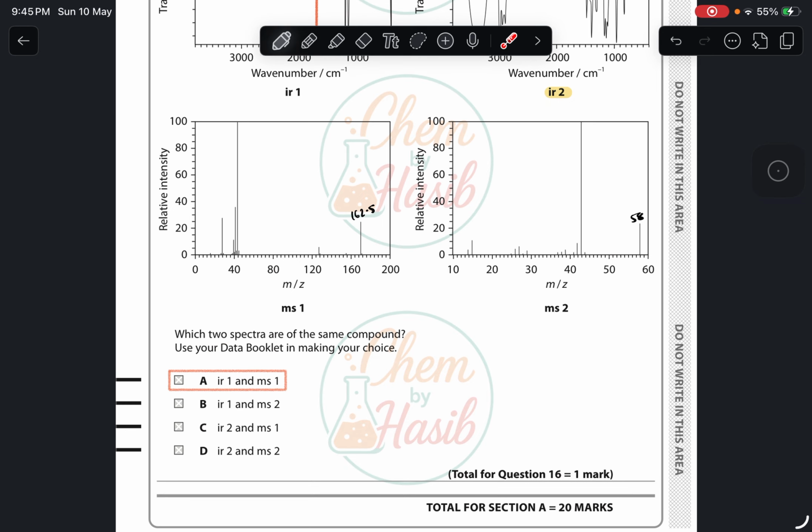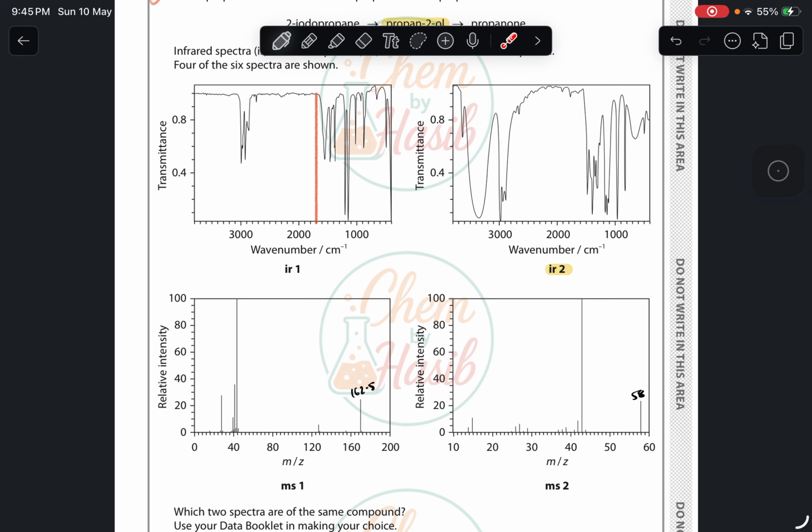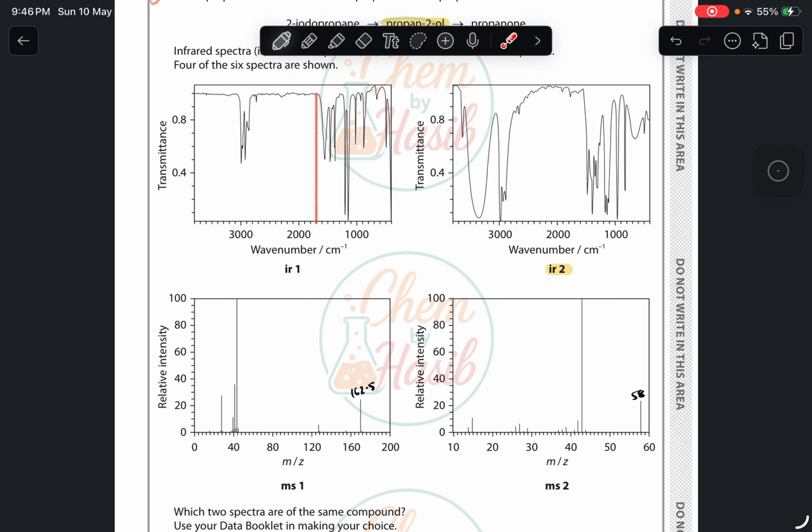It's a very different question. Previously I haven't seen this type of question in any question paper. It was not a very challenging question, but it was a different question. So we would expect this type of question in our exam. Okay, so we will be moving on to section B.